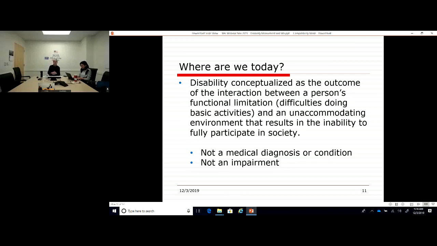So where are we today? Remember the question that was asked before, are you disabled in any way? Now we're looking at disability conceptualized as the outcome of an interaction between a person's functional limitation, their difficulty doing basic activities, and an unaccommodating environment that results in an inability to fully participate in society. And you can see from that definition, we're looking at something more complex than just, are you disabled? We're looking at a person's functional limitations, their environment, and their participation. We're not looking at a medical diagnosis or a condition. We're not looking at impairments. So we're moving it outside the body, outside the medical realm, into activities, participation, and the environment.